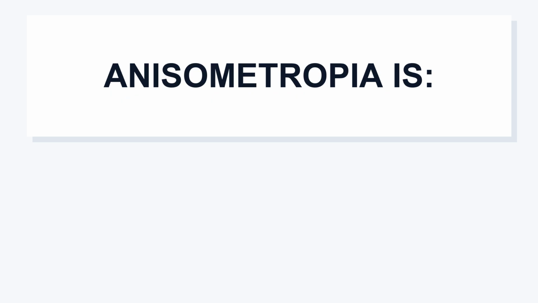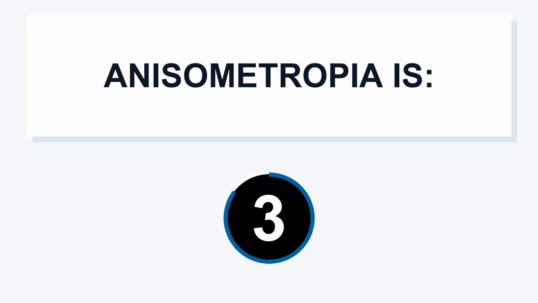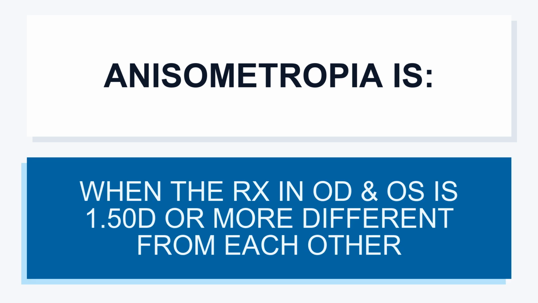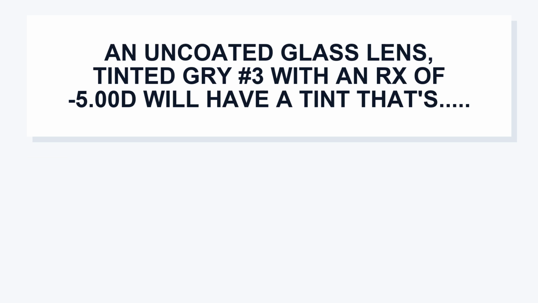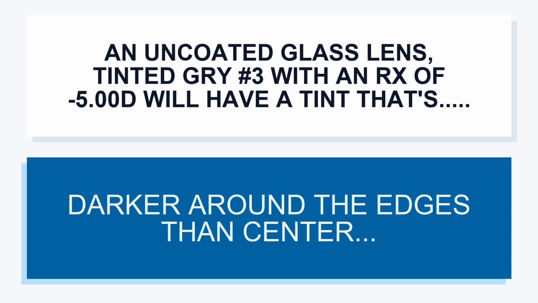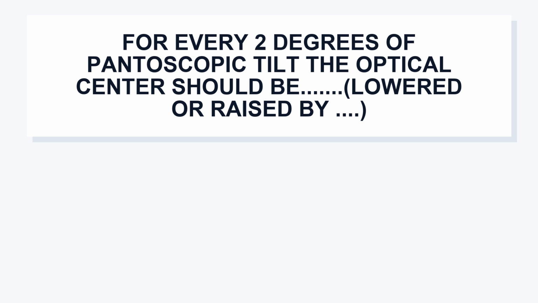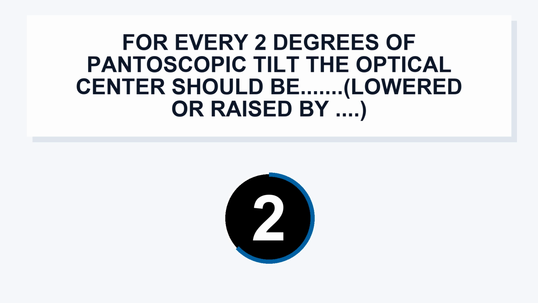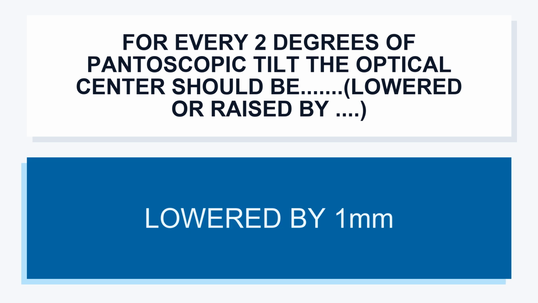Anisometropia is when the Rx in OD and OS is 1.50 D or more different from each other. An uncoated glass lens, tinted gray number 3 with an Rx of -5.00 D will have a tint that's darker around the edges than center. For every 2 degrees of pantoscopic tilt, the optical center should be lowered or raised by 1 mm.